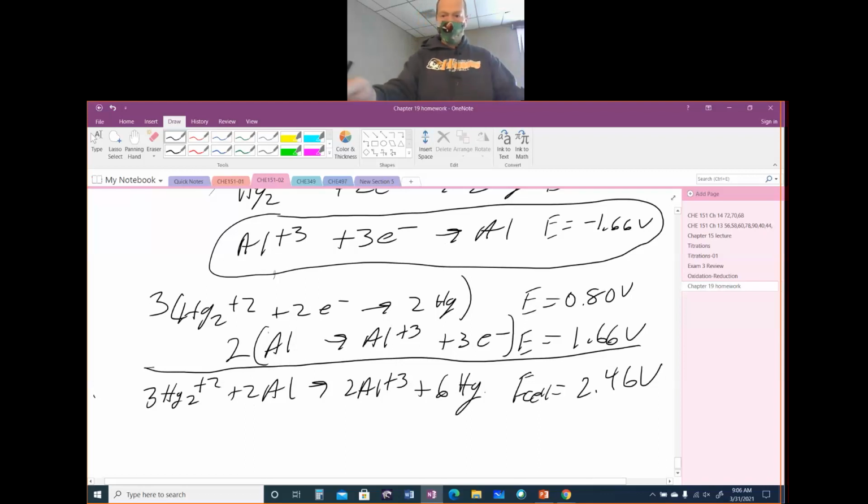There is your cell reaction. That pretty much does everything that you need to know. When you reverse one of them, you change the sign. When you multiply them through, do not multiply your E values. These should be relatively easy questions to get right.